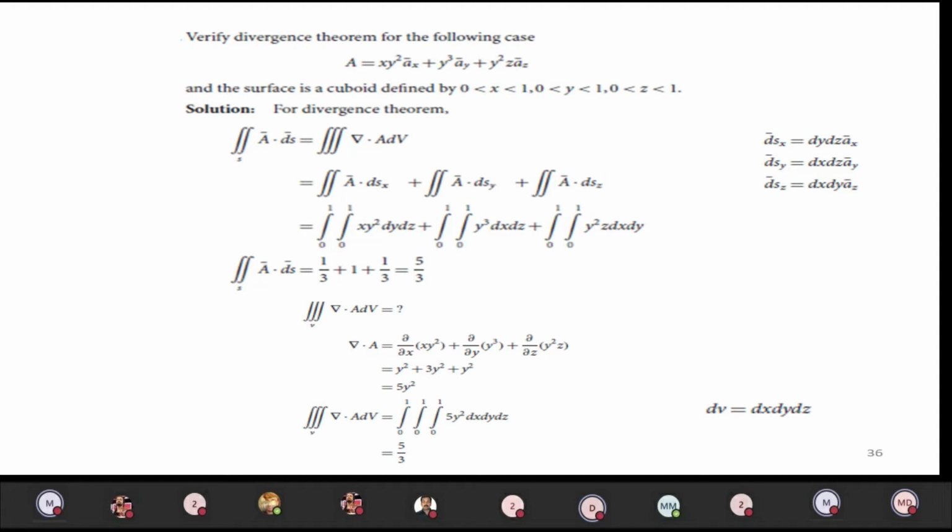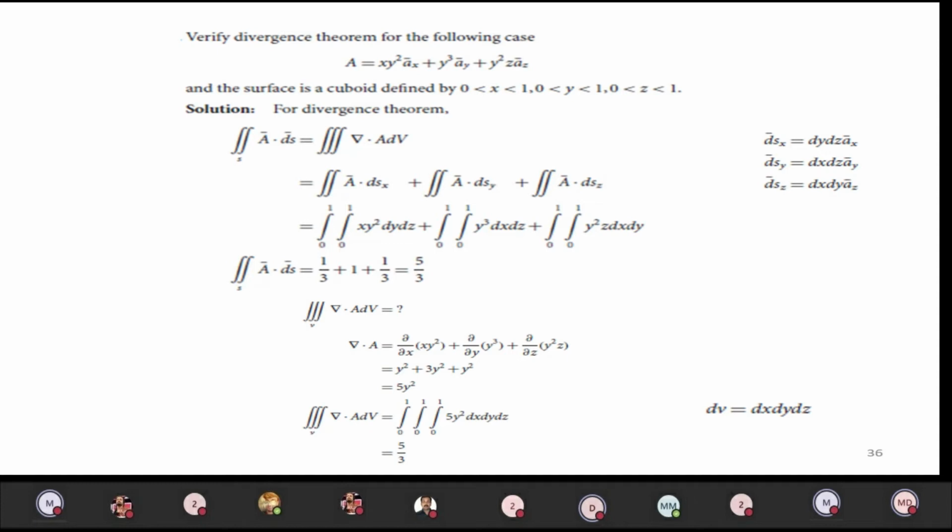For example, for the first part you will get x by 3, not x cube by 3, x by 3. Sorry for that. The second part you will get y cube, and the third part you will get z by 3.